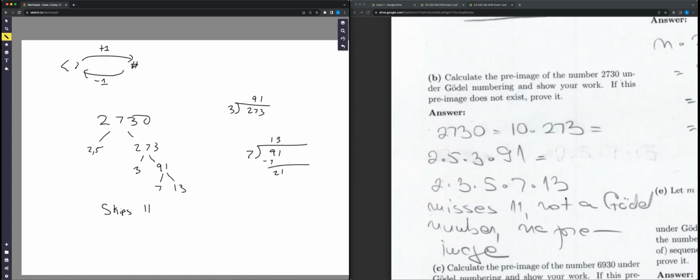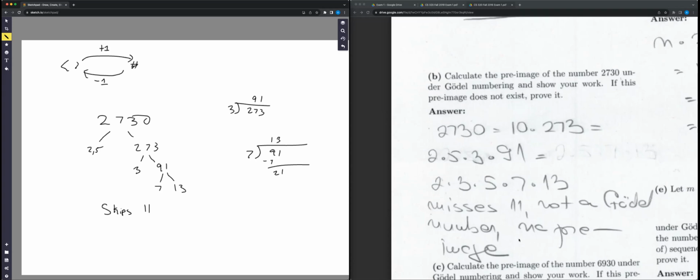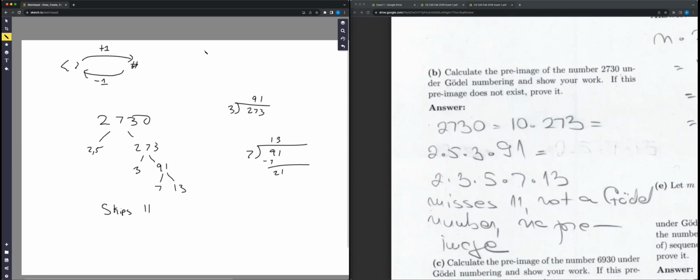Cool. So that was an example where we didn't have an image, and that's how you write the proof. You just say it skips that prime. So yeah, know the first couple of primes. It's worth going up to 2, 3, 5, 7, 11, 13, 17, 19, and then 23.